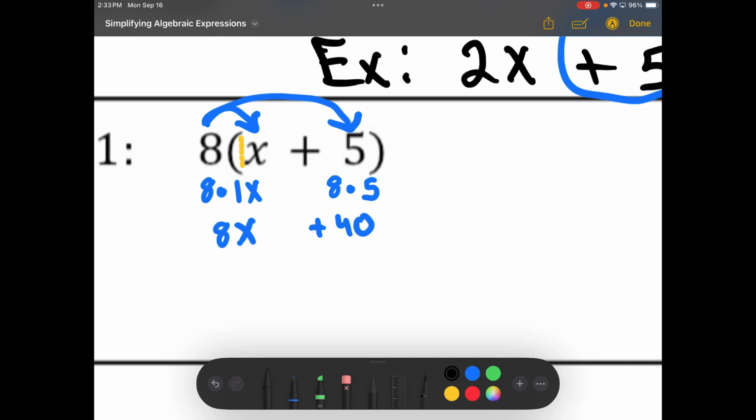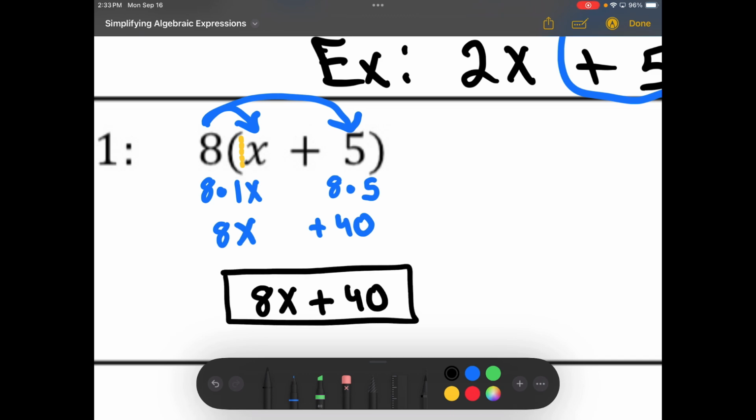Now, I'm going to take those two sections and I'm going to put them together. My final answer here is 8x plus 40. Does anybody remember why there is a plus sign in the middle? The 40 is positive. Remember, the sign in the middle belongs to the number behind it. So this plus sign is here because the 40 is positive. All right, let's go to the next one.